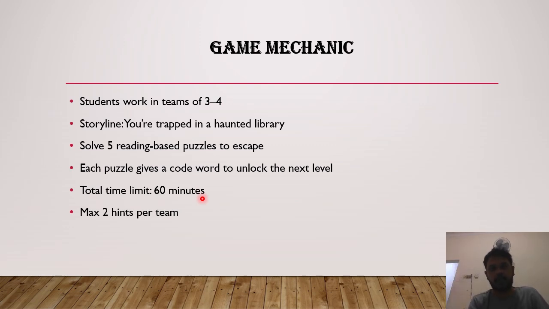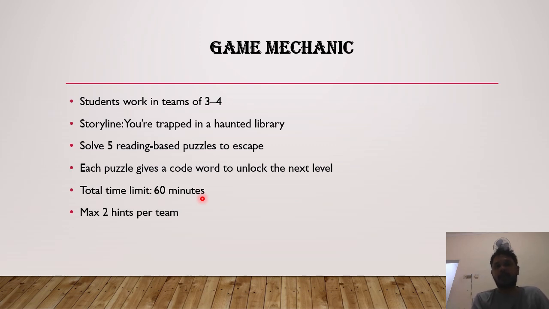Level 1: read a blurb and match idioms with meanings. Level 2: read a fictional short passage and answer inference-based questions. Level 3: read an email chain and arrange it in chronological order. Level 4: scan a travel brochure to identify specific details for a multiple choice puzzle. And level 5: decode a riddle using a glossary and a newspaper article.